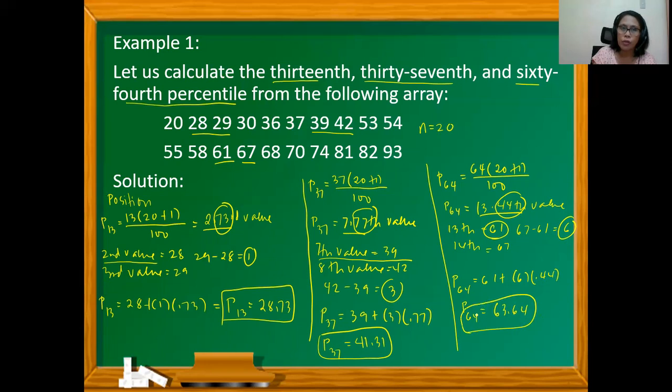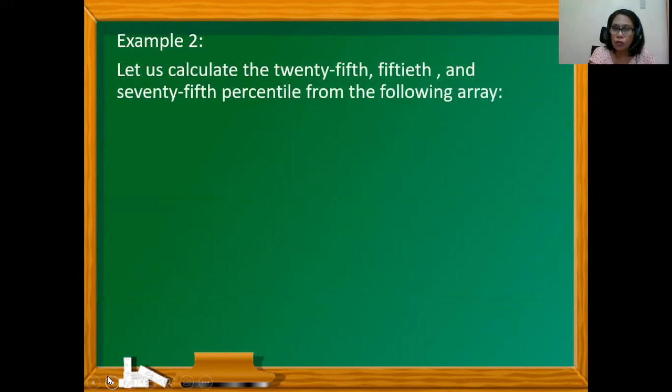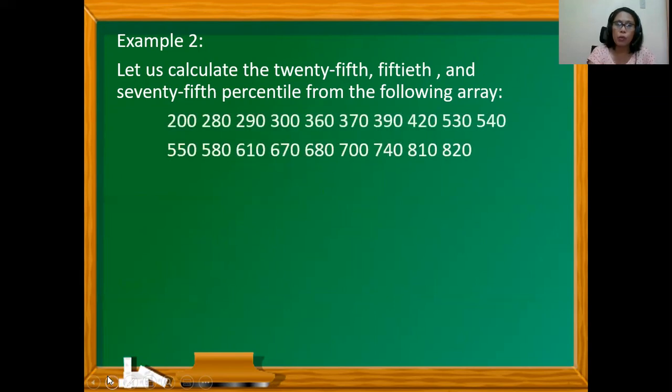There. So in this example, take note that the position of each percentile here is not a whole number. So we need to do the necessary computation to come up with the percentile value. In the second example, we'll come up with an exact value of the position, and what we will just do is, by inspection, locate the nth value as the percentile value. So let us calculate the 25th, 50th, and 75th percentile from the following array. We have a total of 19 observations here. So n equals 19.